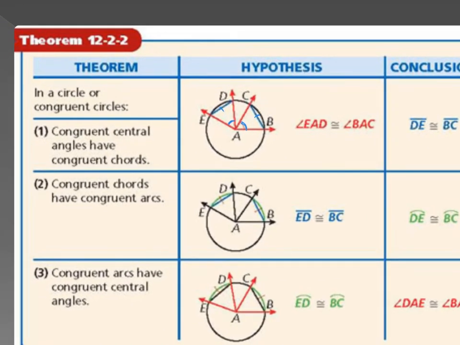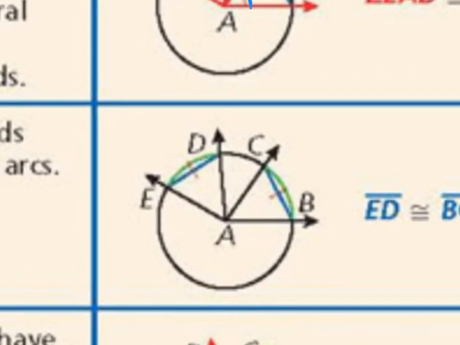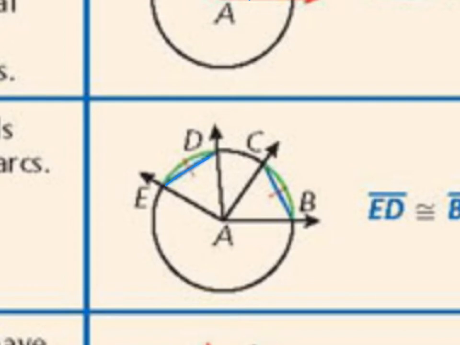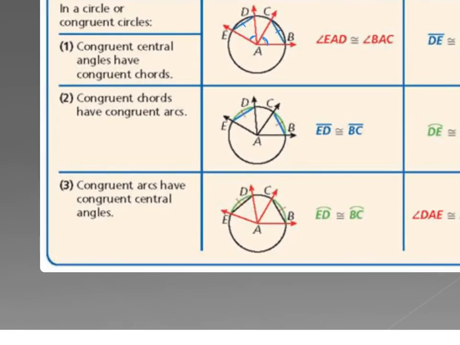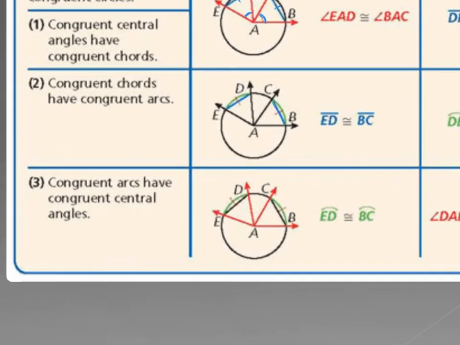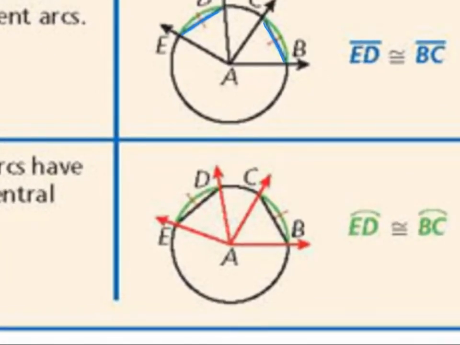Our next theorem states that congruent chords have congruent arcs. So if we know that this chord is congruent to this one, then our arcs are going to be congruent to each other too. And then our third theorem states congruent arcs have congruent central angles. So if we knew that this arc is congruent to this arc, then this angle has to be congruent to this one.